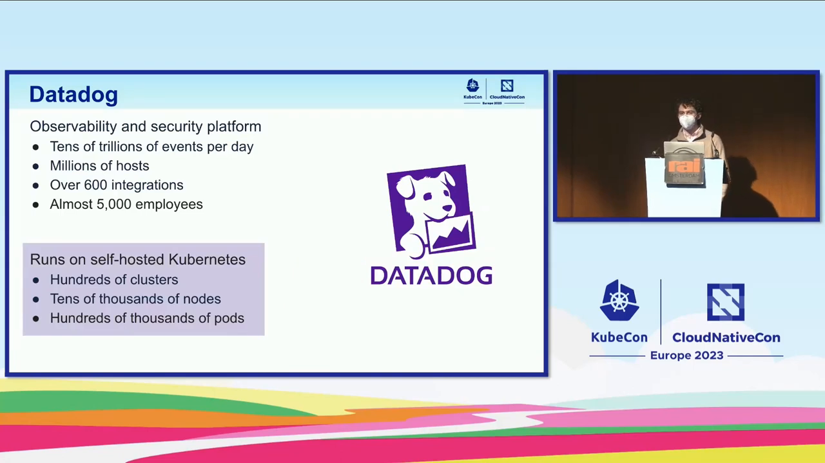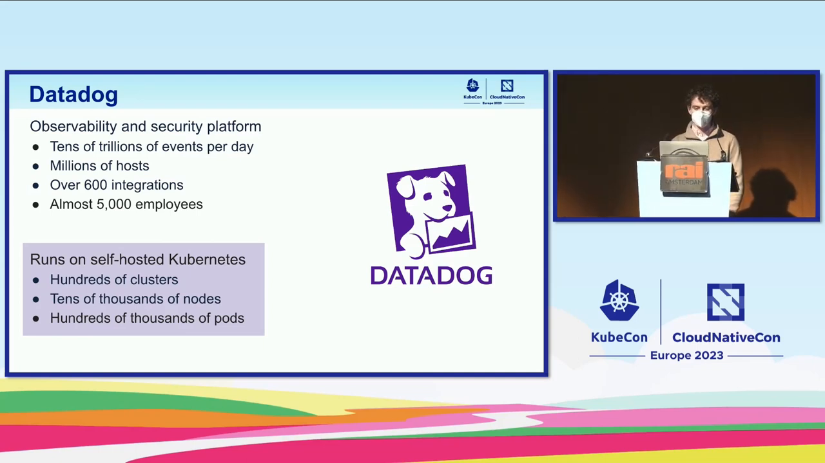So this is a talk about Datadog's internal infrastructure, but this infrastructure ultimately supports the Datadog product, which is an observability and security platform. We run at a very high scale, and I have a few numbers on this slide to illustrate that. But the important thing to remember for this talk is that we run on self-hosted Kubernetes. So we have hundreds of clusters, tens of thousands of nodes, and hundreds of thousands of pods. So the solution that we designed for signing and verifying images needs to work at that scale.